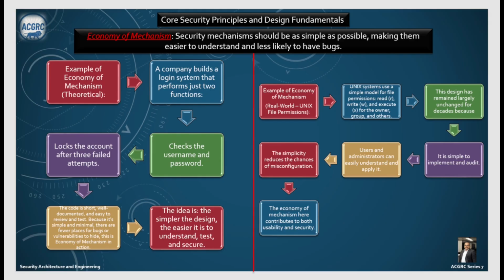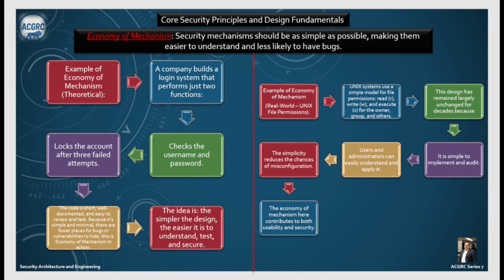Next is economy of mechanism. Now what's this? Security mechanisms should be as simple as possible, making them easier to understand and less likely to have bugs. What does it mean? Let's look at it from an example perspective. Theoretical, let's start with that.